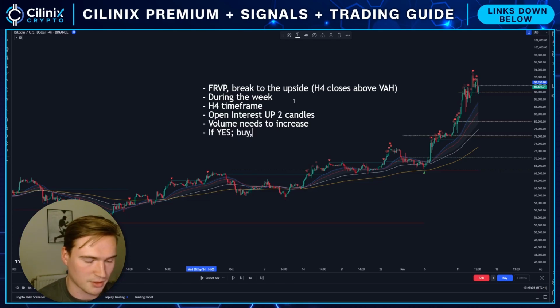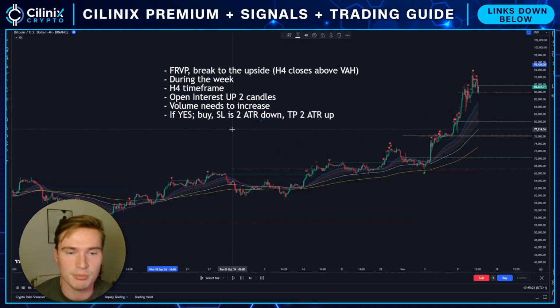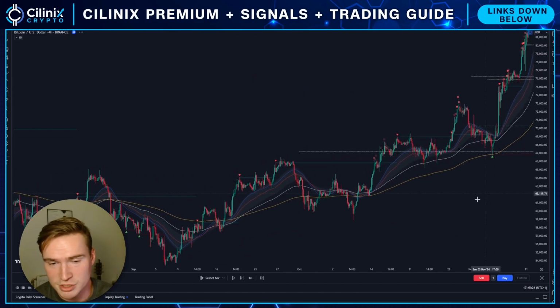Then the stop loss is 2 ATR down, and take profit is 2 ATR up. Which, if you understand the ATR, you know what that means. This is an example of a strategy. Let's see if it works.